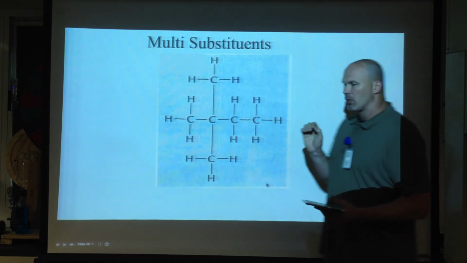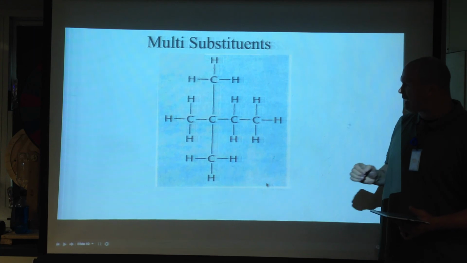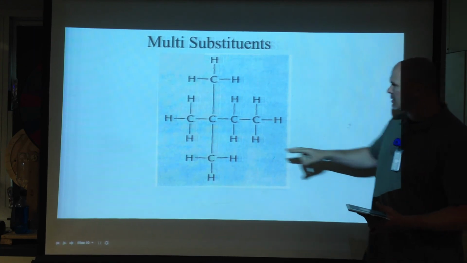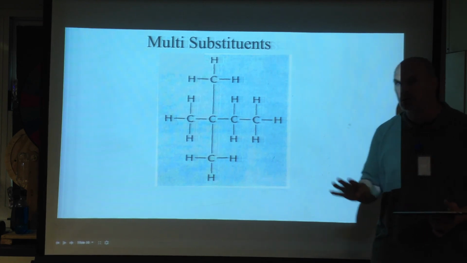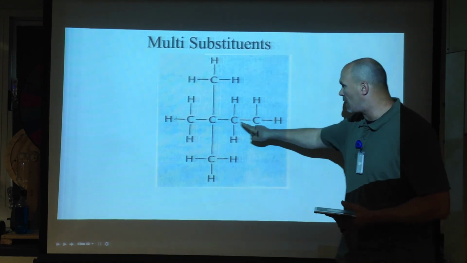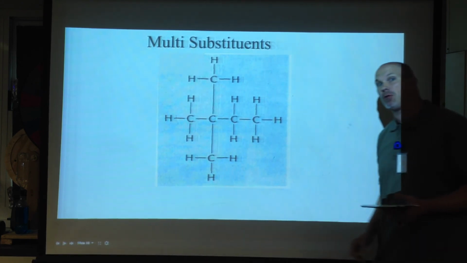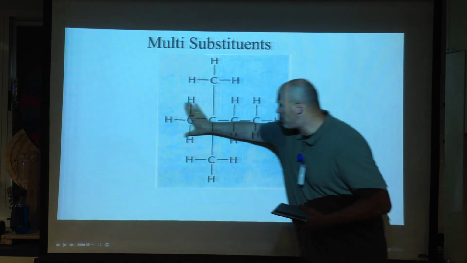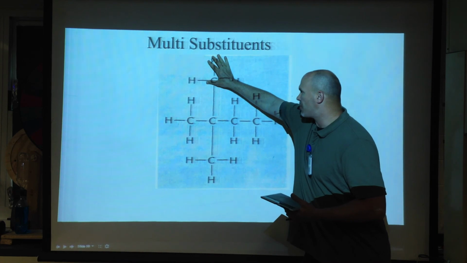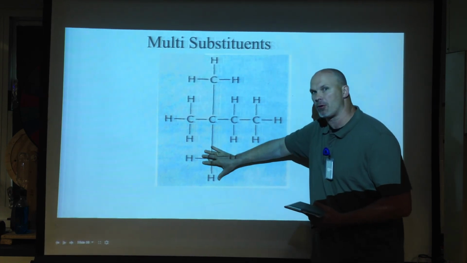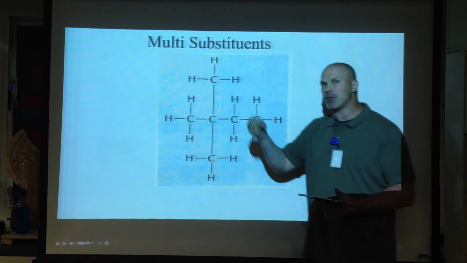Very simple. Longest continuous chain. Find that. Find that parent name. And you can see 1, 2, 3, no. 1, 2, 3, 4. 4. So it's a but again. Single bonds between the carbon. This is butane. Now on my butane, what's attached? Oh, another methyl group here, another methyl group here. So I've got a dimethylbutane again.